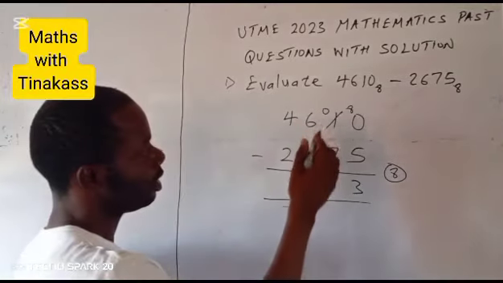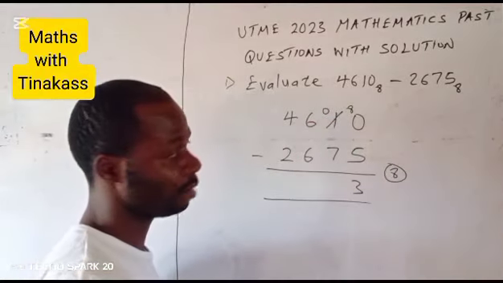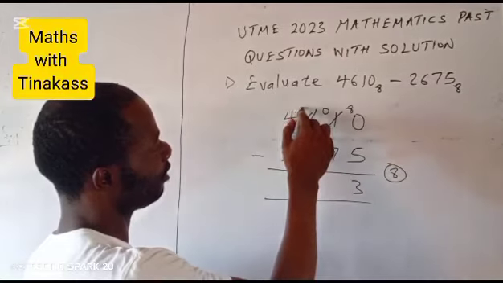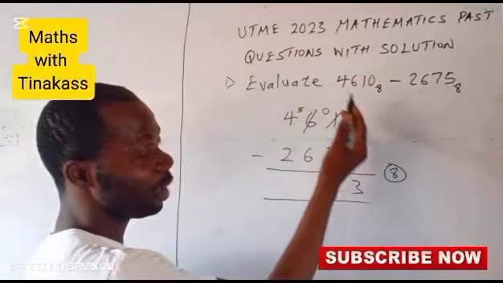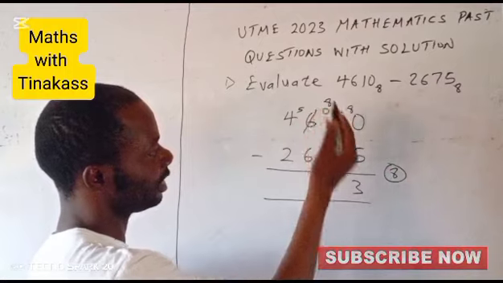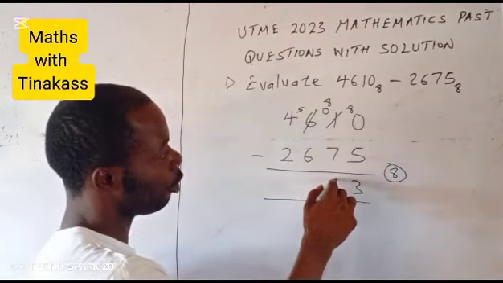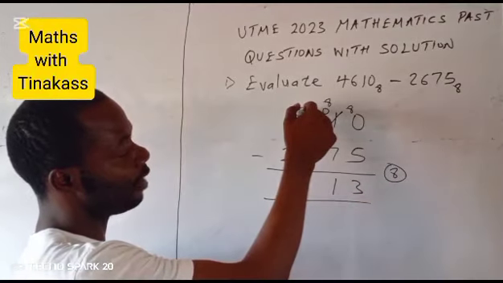Then when we come here, 0 minus 7 is not possible. What do you do? You borrow. This 6 turns to 5. What do you borrow? You still borrow 8. You write the 8. 8 plus 0 is 8. Then let's subtract 8 minus 7. You have 1. Then don't forget that you have 5 here now.